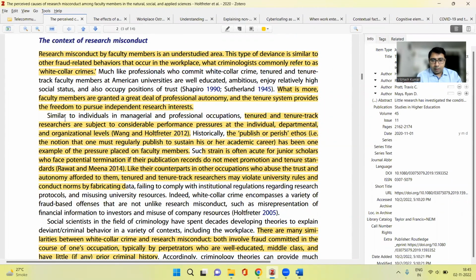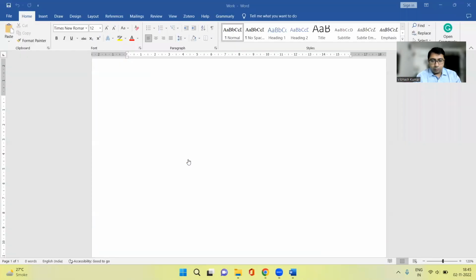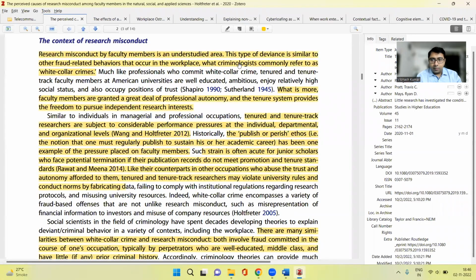So maybe this paragraph: Similar to individuals in managerial and professional occupations, tenured and tenure-track researchers are subject to considerable performance pressures at the individual, departmental, and organizational levels. Historically, the publish-or-perish ethos, that is the notion that one must regularly publish to sustain his or her academic career. I'm reading this out for you to make you understand what paraphrasing is and how it is done.